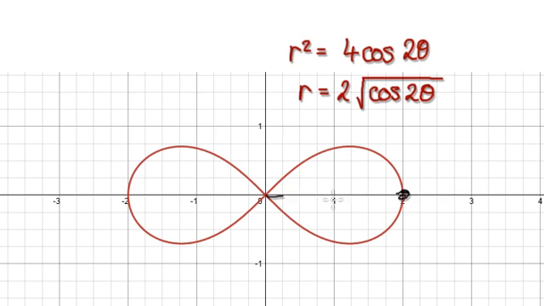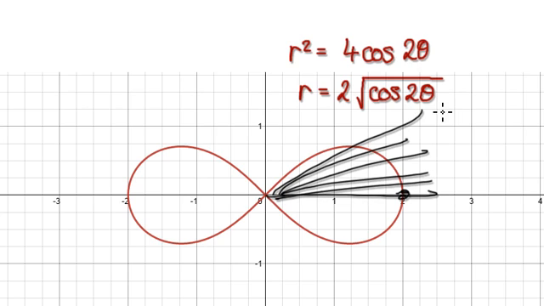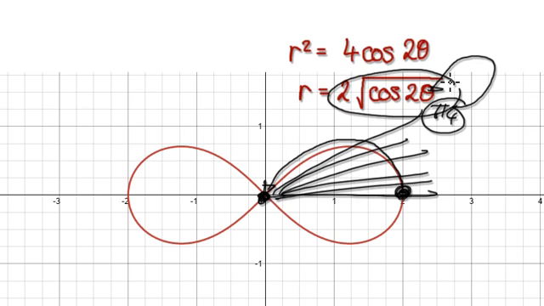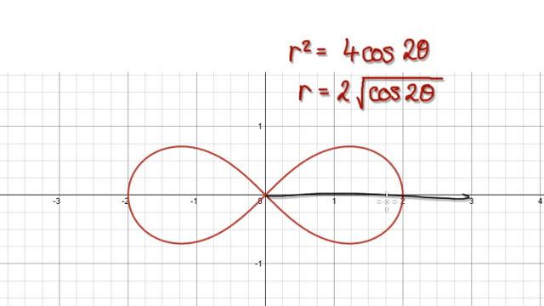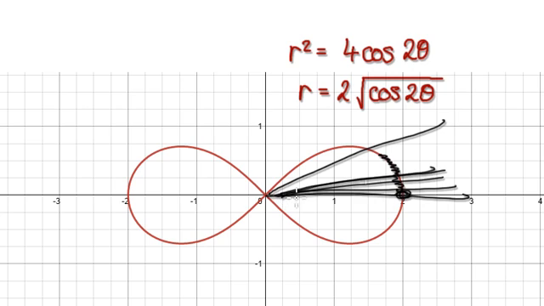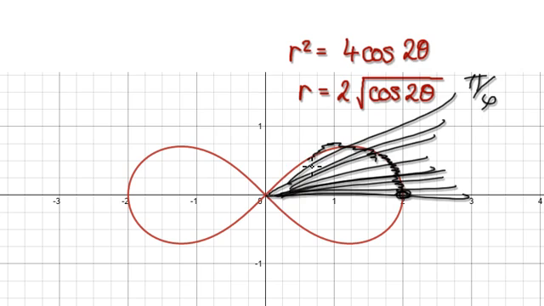Meaning, you start here, as you increase theta, by the time theta gets to pi over 4, the radius will be 0. So if you put pi over 4 into here, the whole thing here will be 0. So when the angle is 0, you would start here. As you increase theta, it will move along this path here. But by the time you get to pi over 4, the radius will be 0. So you end up here.